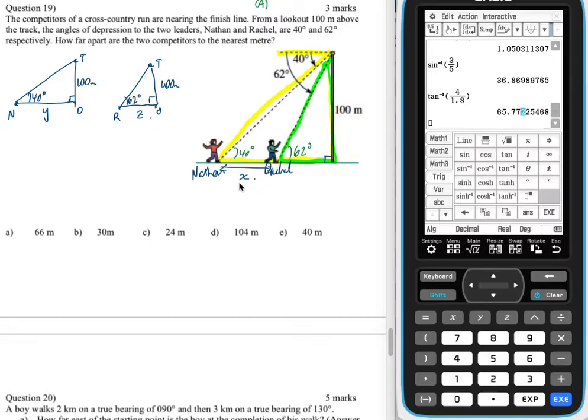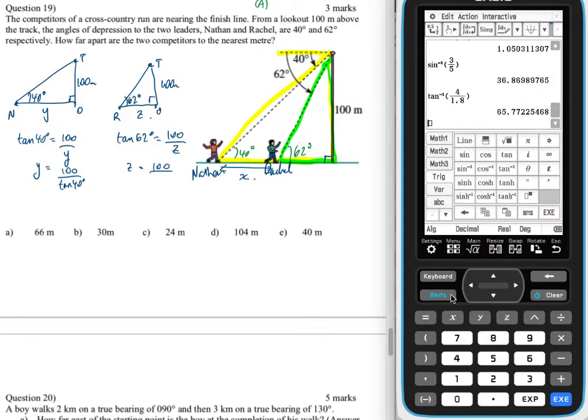So let's just put in our tangent formula. Tan 40 degrees is equal to opposite, which is 100 over y. Rearrange, y is equal to 100 divided by tan 40 degrees. And let's do all our calculations at once. This one here is tan 62 degrees is equal to 100 on z. Rearrange, z is equal to 100 on tan 62. And now let's just do all of our calculations.